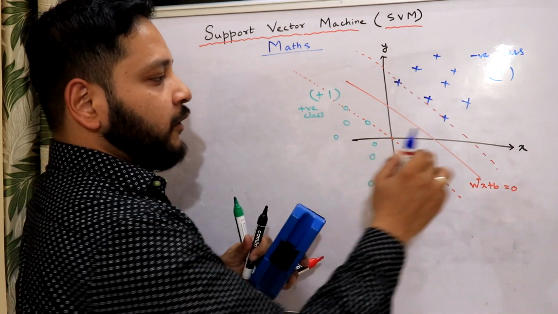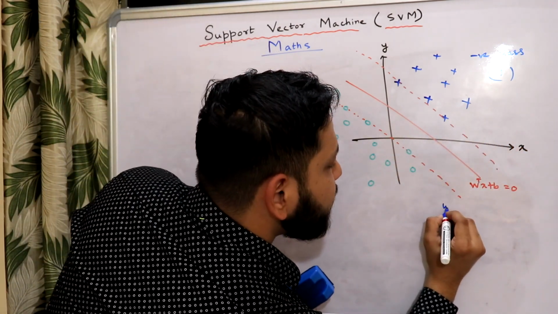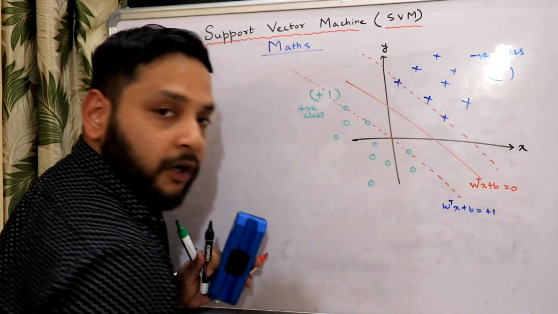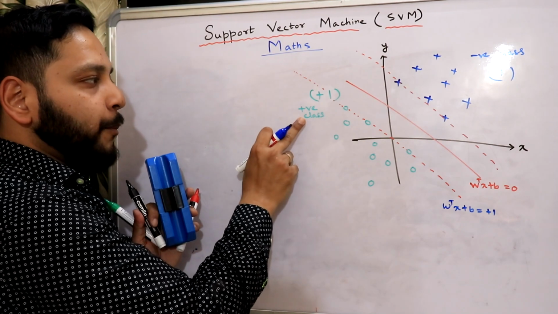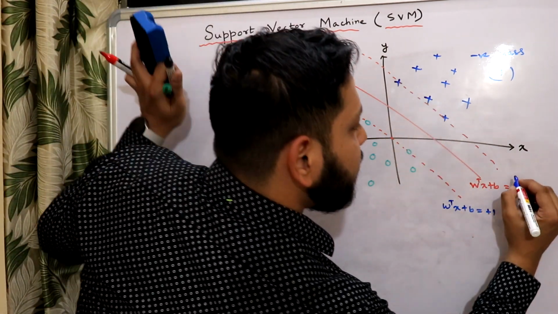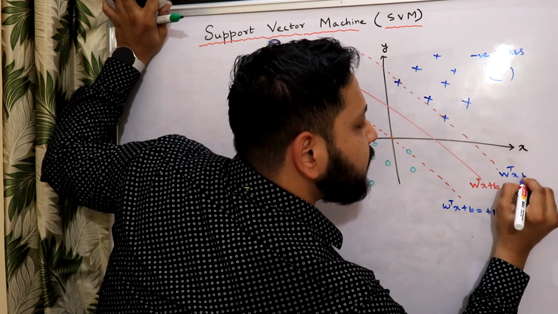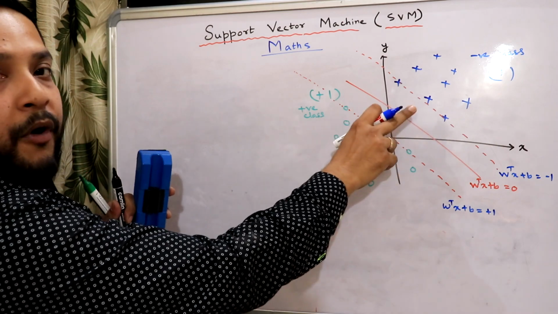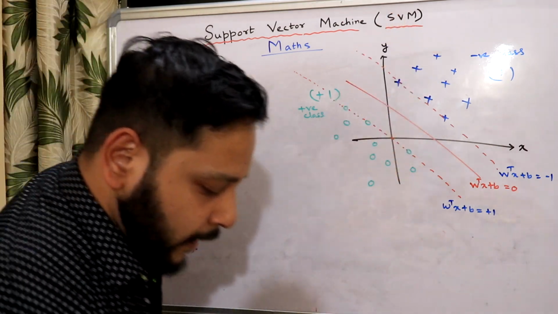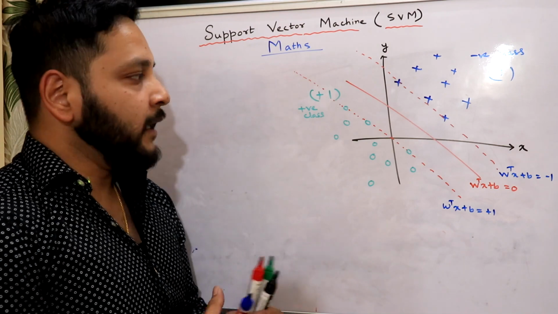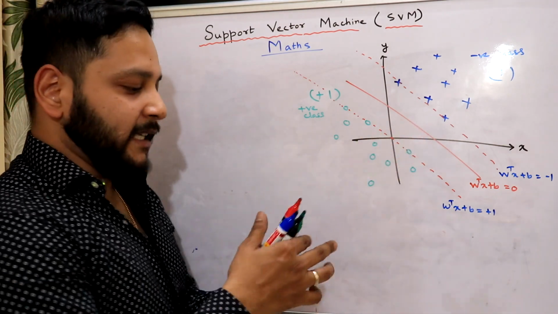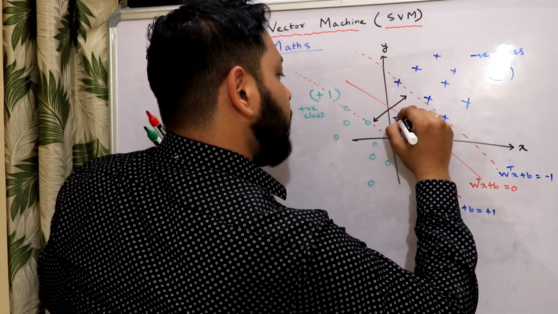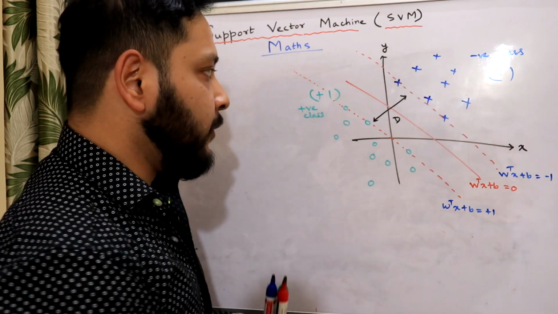Now, what will be the equation of these marginal planes? This will be w transpose of x plus b equals plus 1, because it is passing through a point which belongs to the positive class. And what will be the equation of this? w transpose of x plus b equals minus 1, because this marginal plane is passing through a point which belongs to the negative class. Now in the hyperplane, this marginal distance should be maximum.